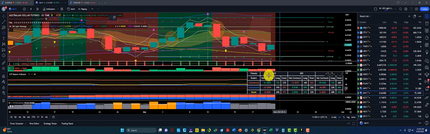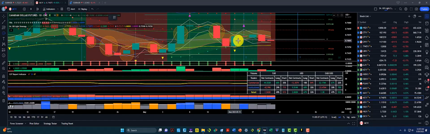Aussie dollar, no significant crowding out. Had initial trade here to the downside for an overall loss on Friday. Canadian dollar is in kind of a consolidation zone. Had an initial trade here for a break even, initial trade here for a long side for a loss, and then another trade for a break even on Friday.